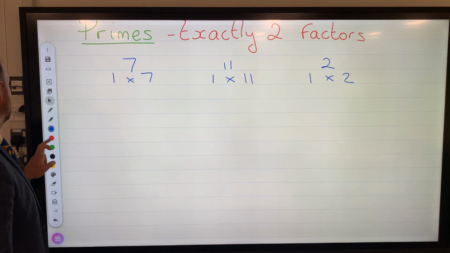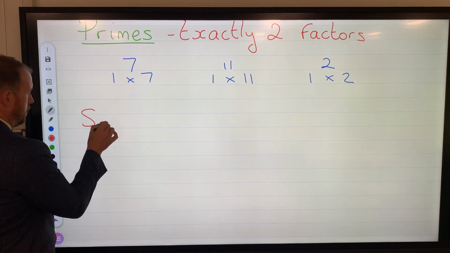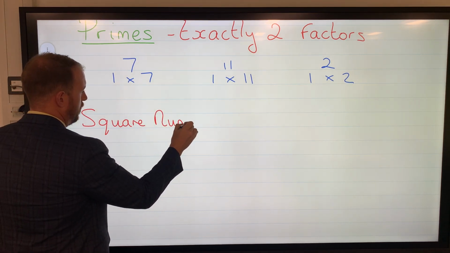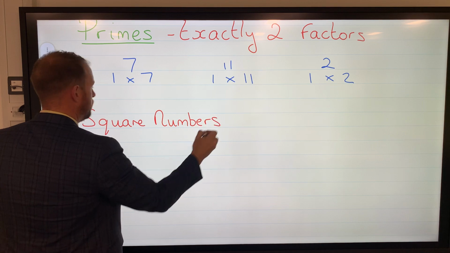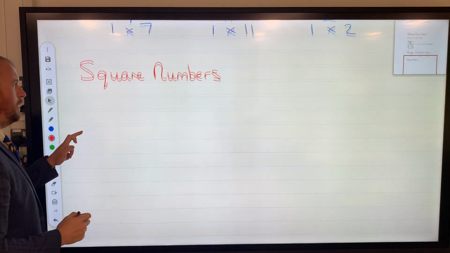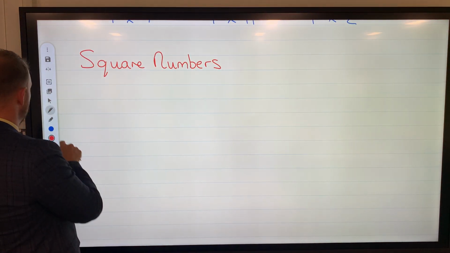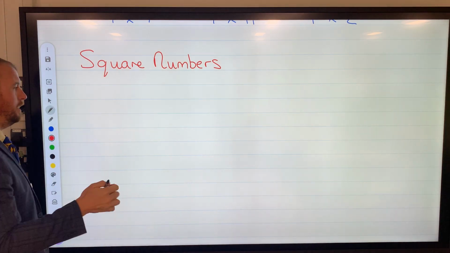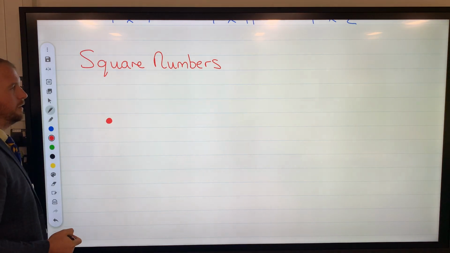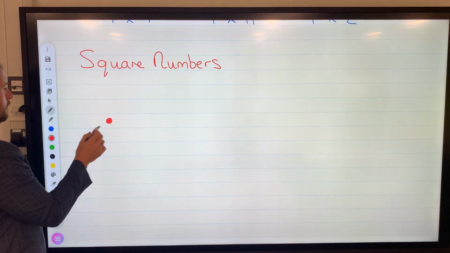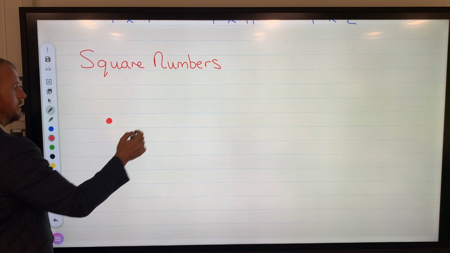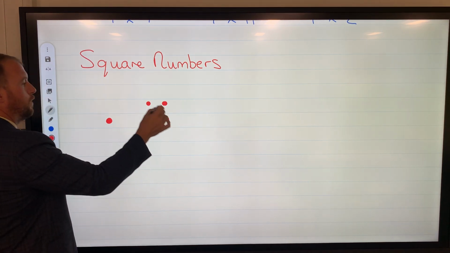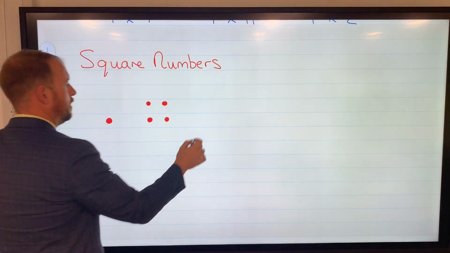Next one, square numbers. Okay, square numbers. When you draw a square, and use these dots to help, you can see why it's called a square number and what the answer is. So the first square number is 1. Second square number, let's make a square. I've got 4 dots, so 4 is a square number.